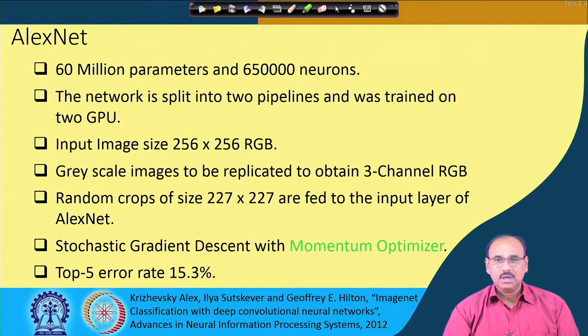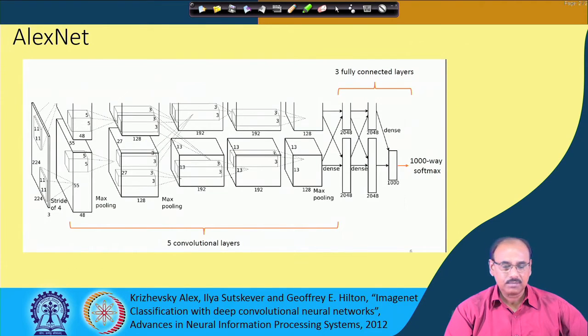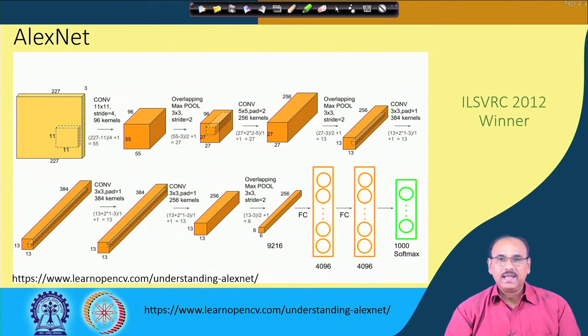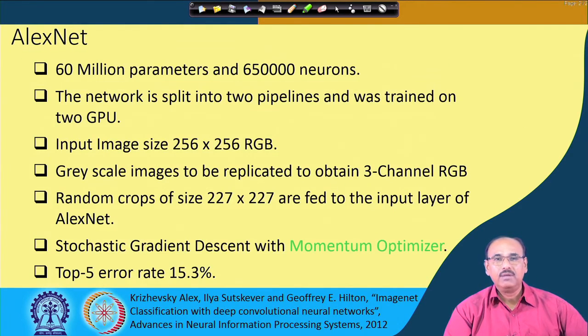And to fit the input, as we have seen, the input to the AlexNet is 127 by 127 pixels. Every channel is 127 by 127 pixels. So when you feed the input for training purposes, though our actual input is a 256 by 256 RGB image, each such RGB image was randomly cropped to a size of 127 by 127, and they are fed to the input layer of the AlexNet.